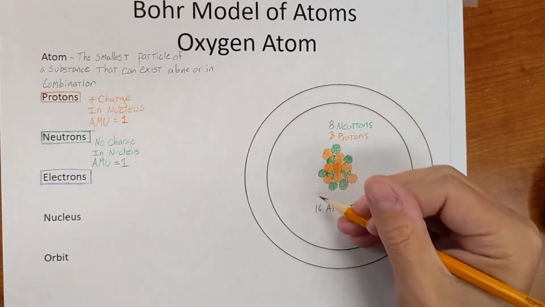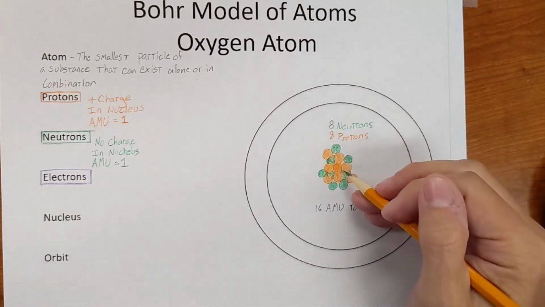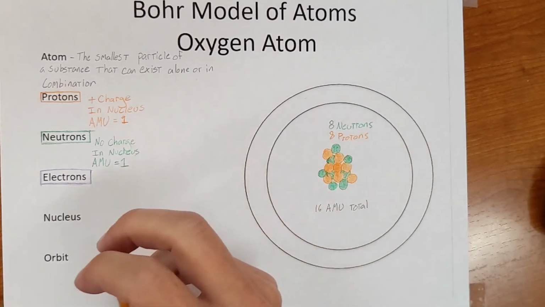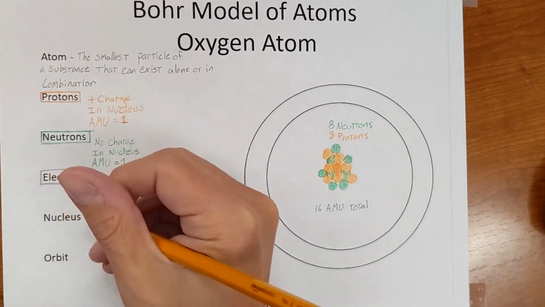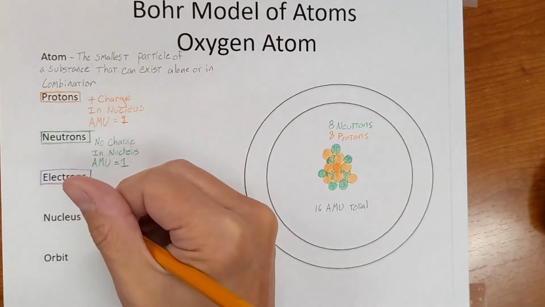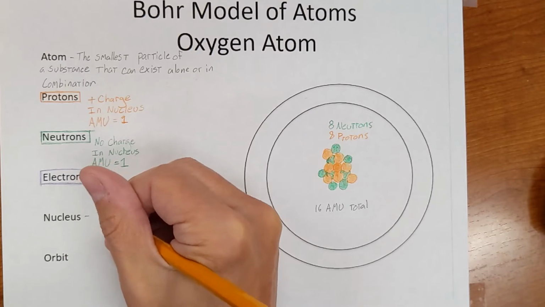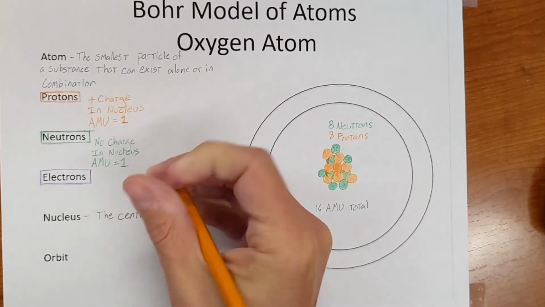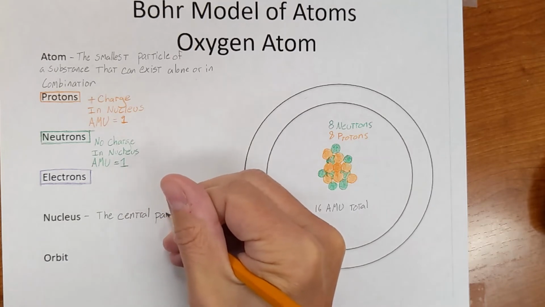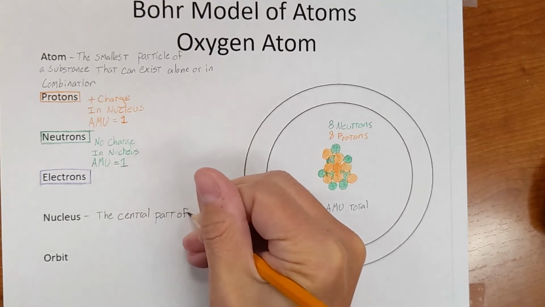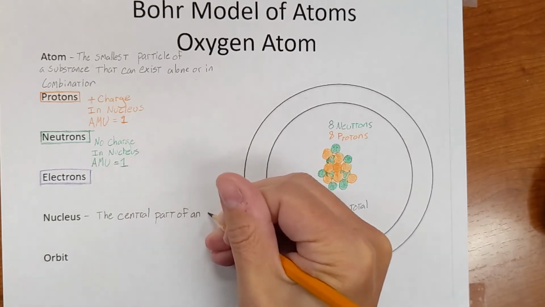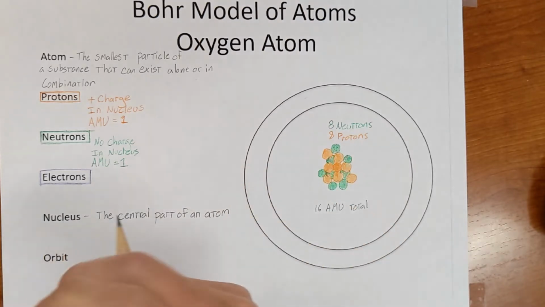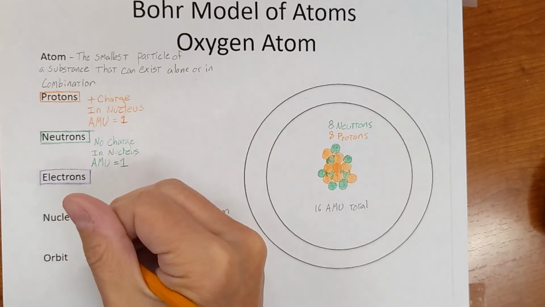So the nucleus is the area that we just basically drew here that has the protons and the neutrons. So the nucleus is the central part of an atom that is made up of protons and neutrons.